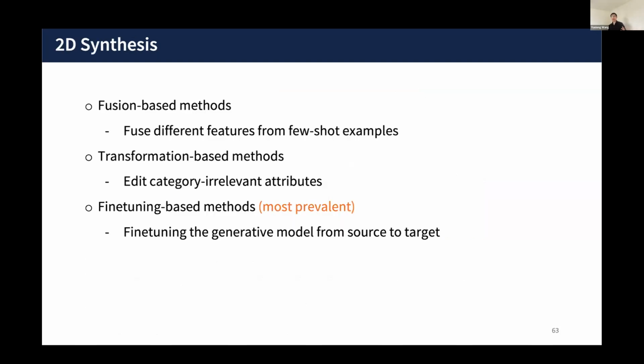2D few-shot synthesis models can be roughly grouped into 3 categories. Fusion-based methods fuse different features from few-shot examples. Transformation-based methods discover category-irrelevant attributes and then add them to the few-shot examples to generate more examples. Fine-tuning-based methods, which are also the most prevalent these days, design certain strategies to fine-tune the generative model from the source to the target domain.